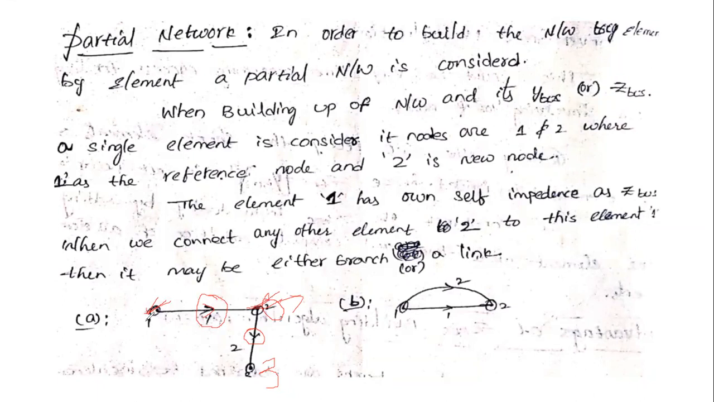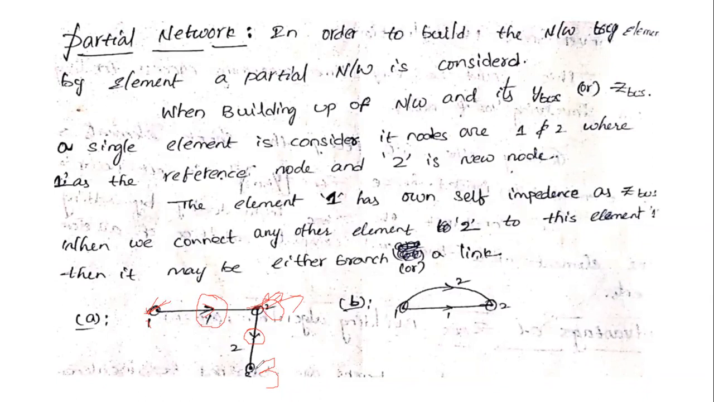In this case, the first node is considered as the reference node and the second node is considered as the new node. Suppose the element 2 is added in between the second node and the third node. In this case, the second node is taken as the old node, because it is already designed for the formation of element 1. That's why the second node is called the old node.